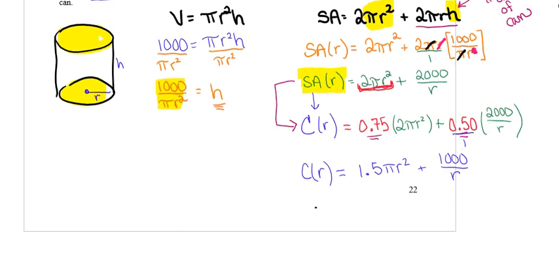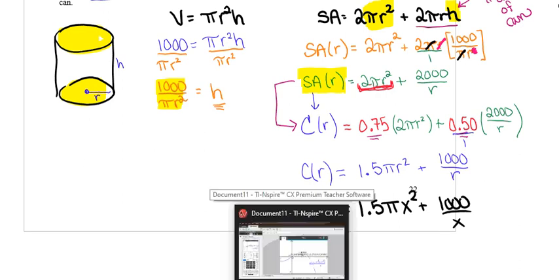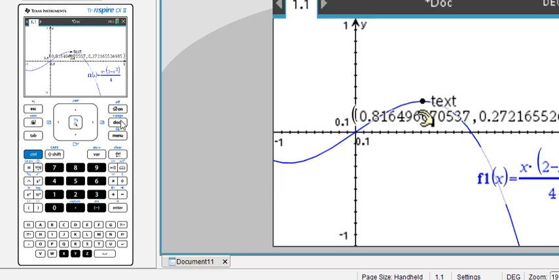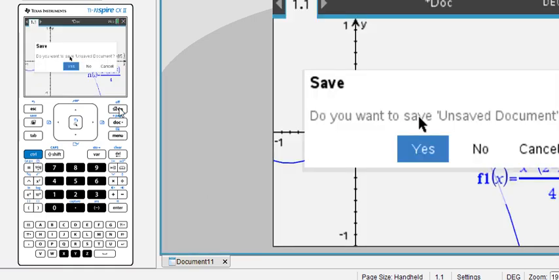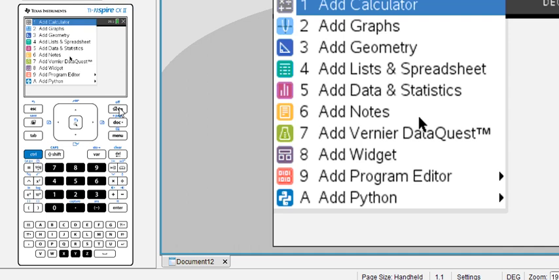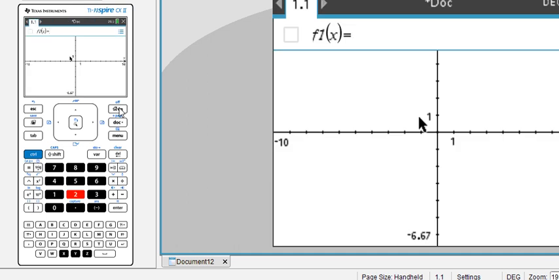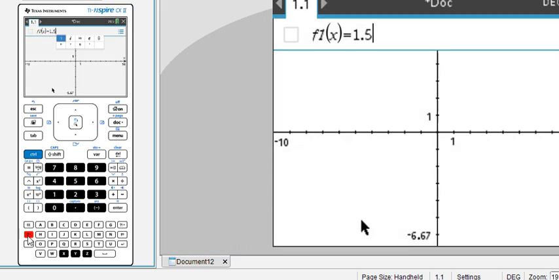Now's the time when I'm going to plug this into my calculator. So the function I'm going to plug into my calculator is y equals 1.5 x squared plus 1,000 divided by x. All right, let's dig the calculator out. Let me go home and open up a new document. So the pi button, remember, is down in the bottom left corner of your calculator.